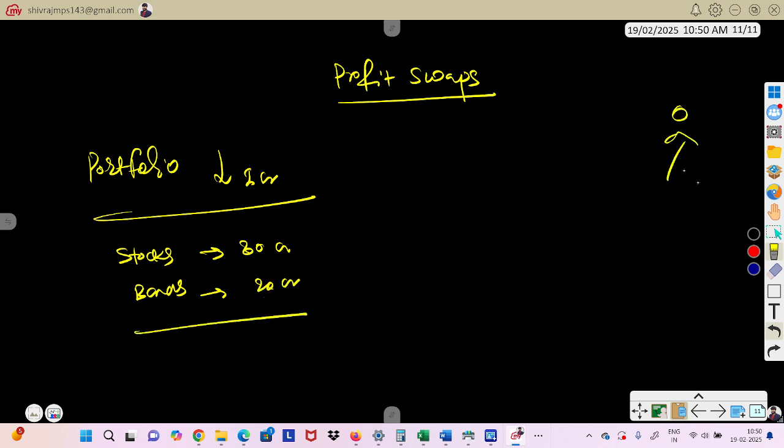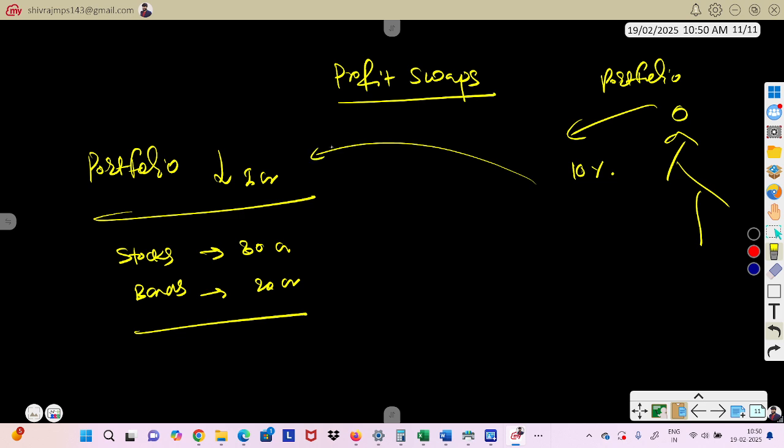There is one guy who is looking for such a portfolio, but he is ready to pay 10% on a portfolio value of 1 crore. Ready to pay 10 lakhs every year. But this guy needs a portfolio like this.